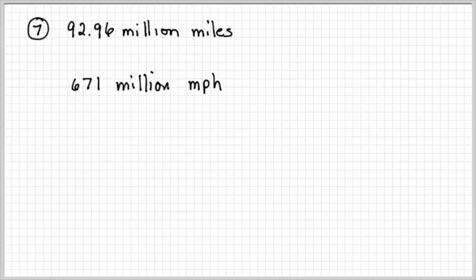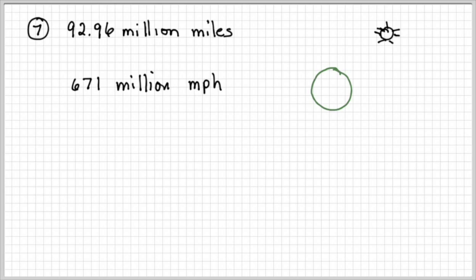The final example or practice problem we have in formulas involves some really big numbers. We've got 92.96 million miles, and that is the distance from the Sun to Earth. And it's kind of difficult to write 92.96 million miles as a number. It means you have to take it times a million, essentially.